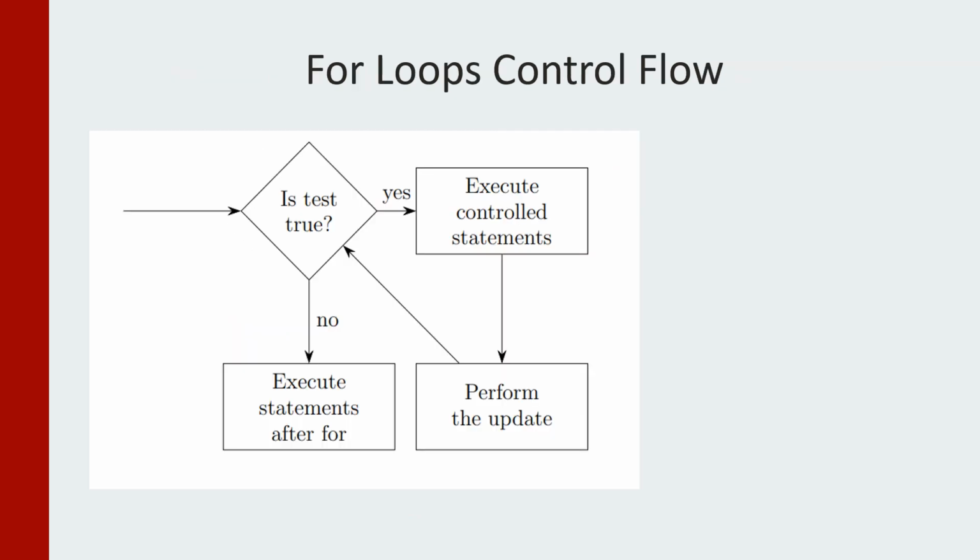Here is a for loop, and what I've done is I've kind of broken this up a little bit more to show what's going on, where here I'm checking if a test is true, and if it is, I go inside the for loop body and I execute the control statements, and I'm also going to perform an update, right? So that update actually occurs inside the loop, and then we go back and check if the test is true again. The second it becomes false, in other words, no, we are going to execute the statements after the for.